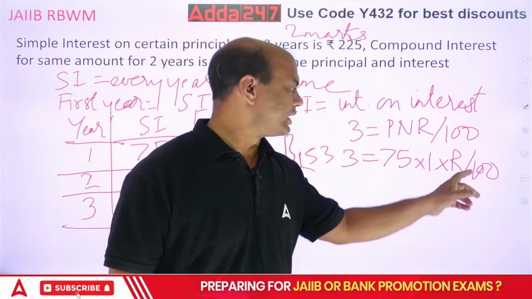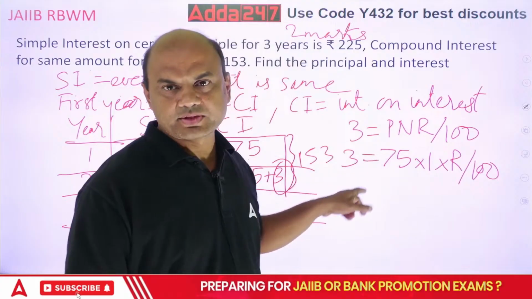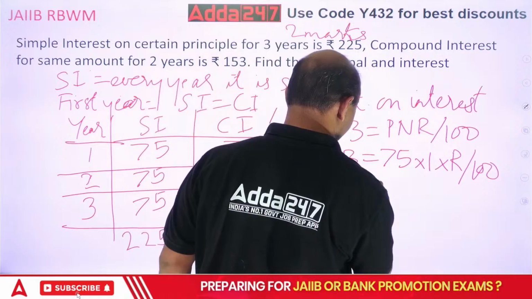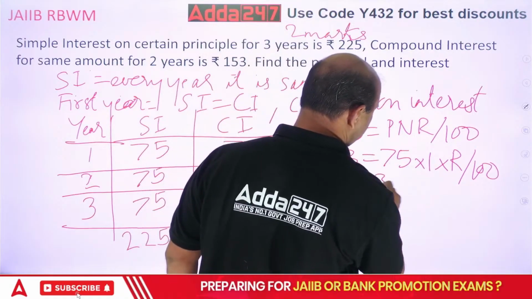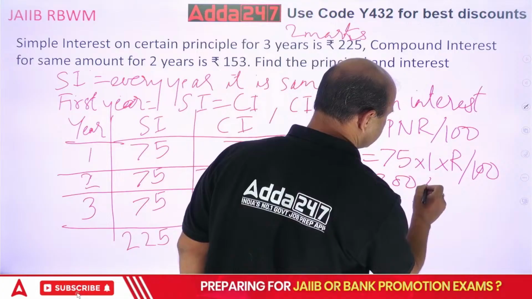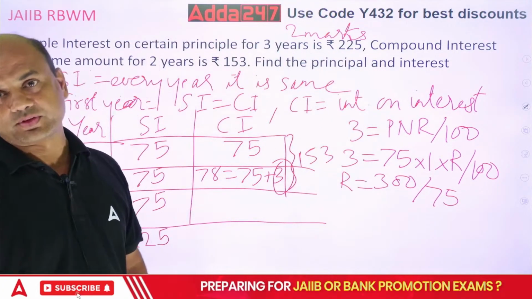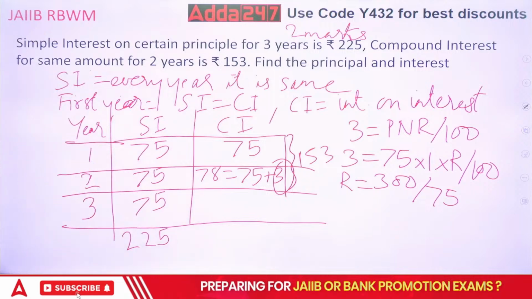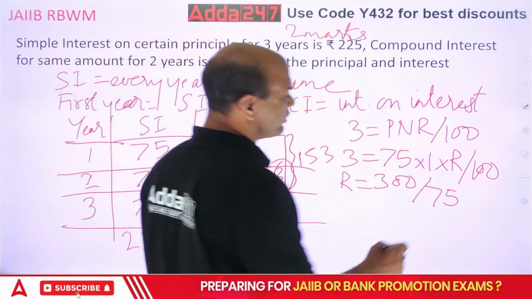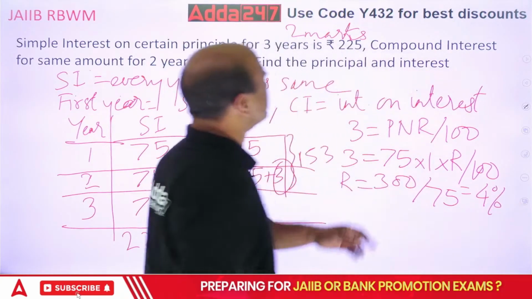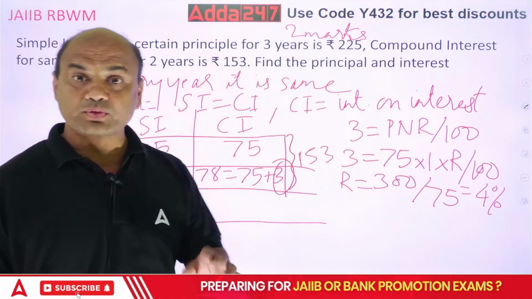Now find R. Multiply the 100 on the other side, divide it by 75, and you'll get R. So R equals 300, I'll directly write it, upon 75. Everyone getting this? Type yes in the comment section if you are getting it. 300 upon 75 is equal to 4. So R equals 4%. See, you got one answer: the interest rate is 4%.